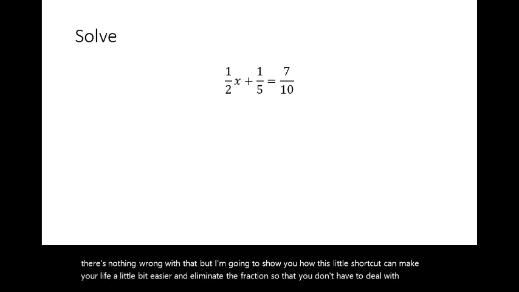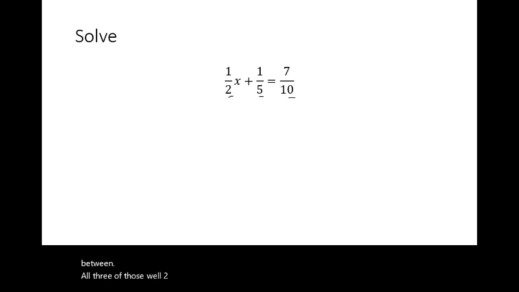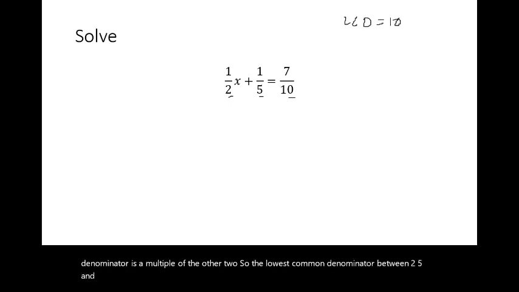Let's take a look at the three denominators first. We have 2, 5, and 10. What would be the lowest common denominator between all three of those? Well, 2 and 5 both go into 10, so this is an example where one denominator is a multiple of the other two. So the lowest common denominator between 2, 5, and 10 is going to be 10.